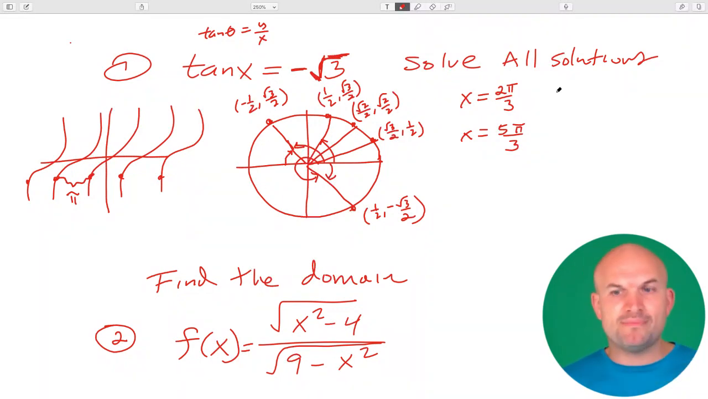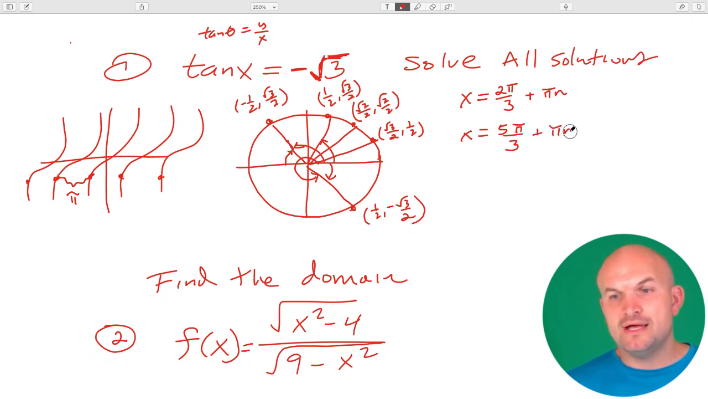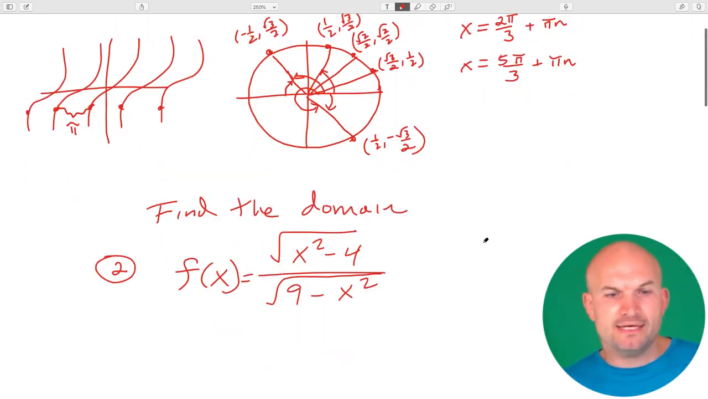How many times could we subtract pi? Infinitely many. So to represent that, we use a letter, and typically N or K or C is a letter we'll use. I'll just use N. So I'll say pi N, where N represents any integer, positive or negative. Positive represents going to the right, and negative represents going to the left. Since tangent repeats infinitely, that's how we can represent all of the solutions. All right, moving on to the next question.